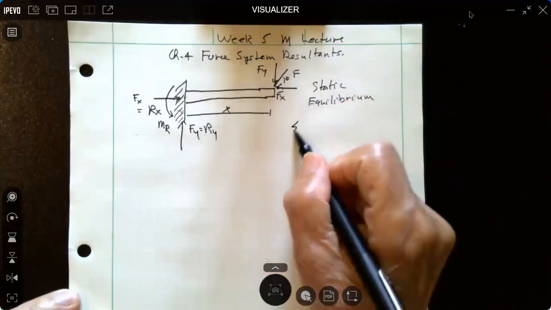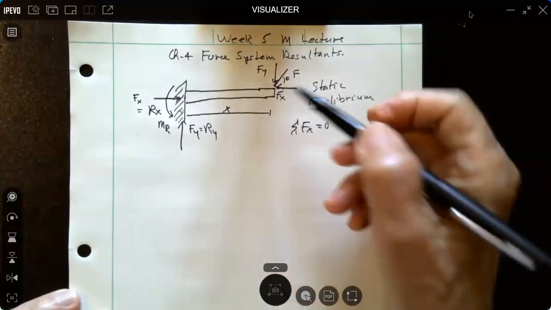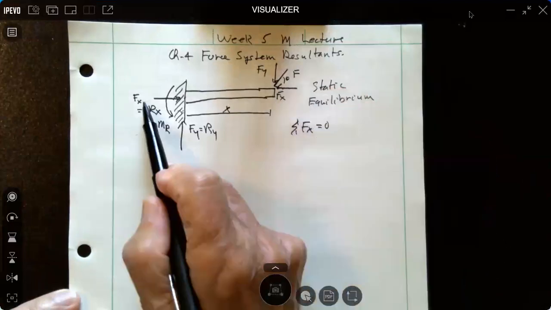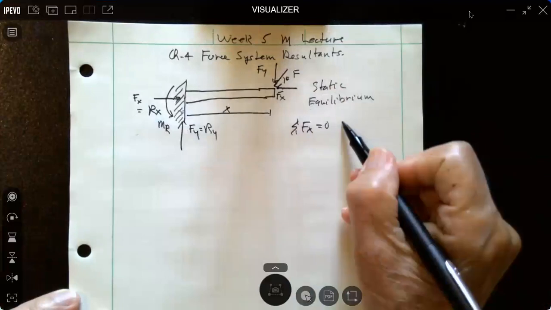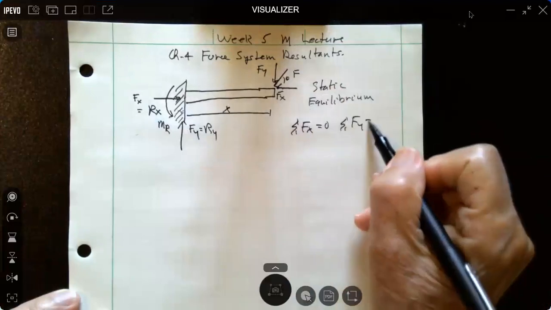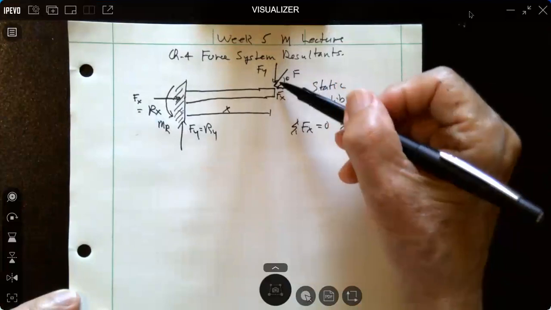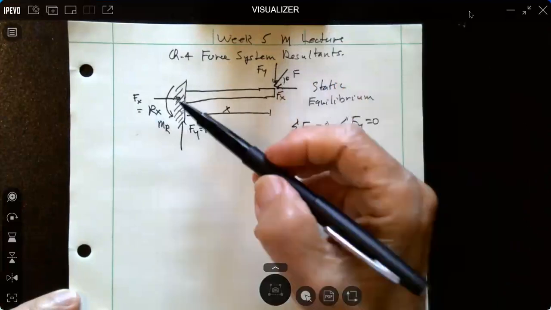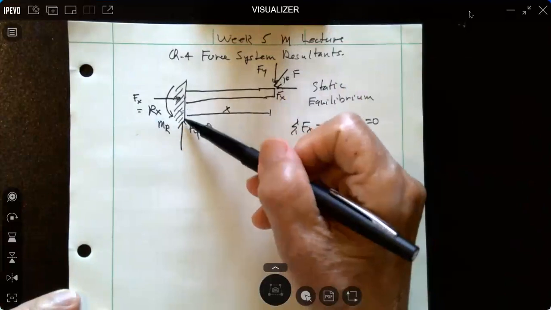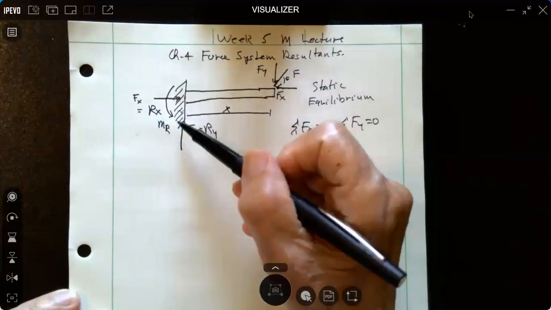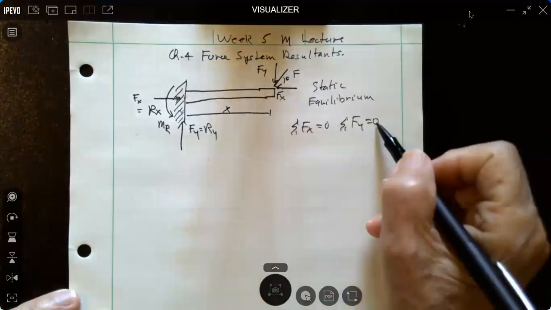So the sum of forces in the x equal to 0. We have this x component. We have this reaction of x. They're going to be equal. Sum of forces in the y equal to 0. We have the y component of force. We have the reaction over here, which is going to be equal to that reaction of this y component of force. So sum of forces is equal to 0.